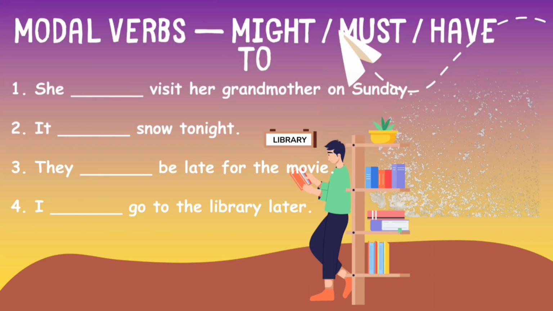She dash visit her grandmother on Sunday. Here it is not a necessity. It is showing a possibility. So we are going to use might here. She might visit her grandmother on Sunday. Next: it dash snow tonight. Necessity or possibility? It may be possible. So we can say it might snow tonight. They dash be late for the movie. They might be late for the movie.